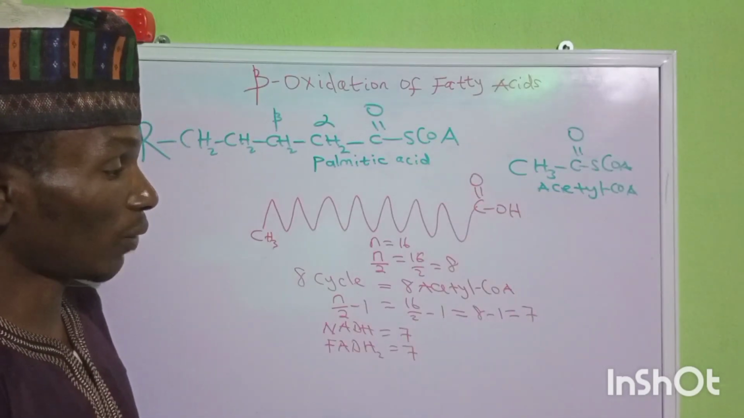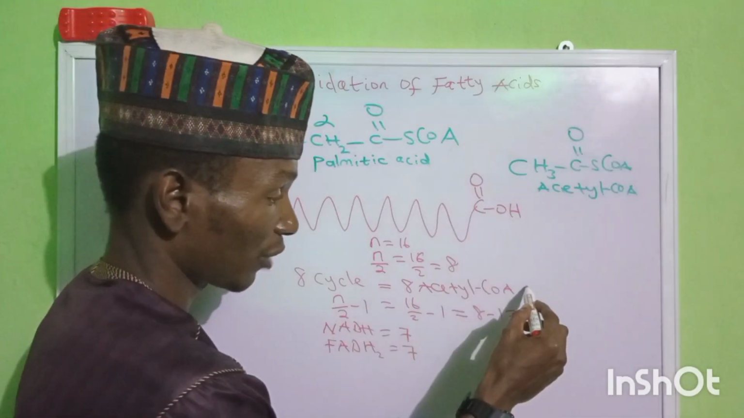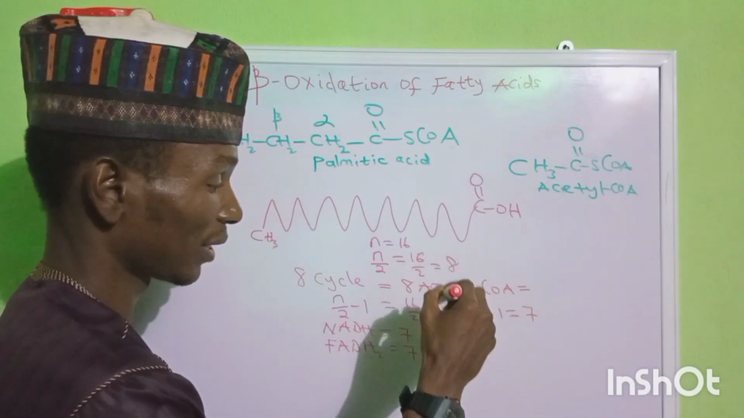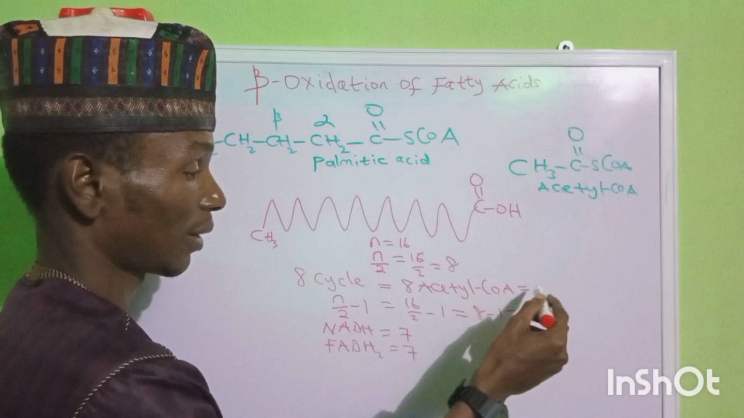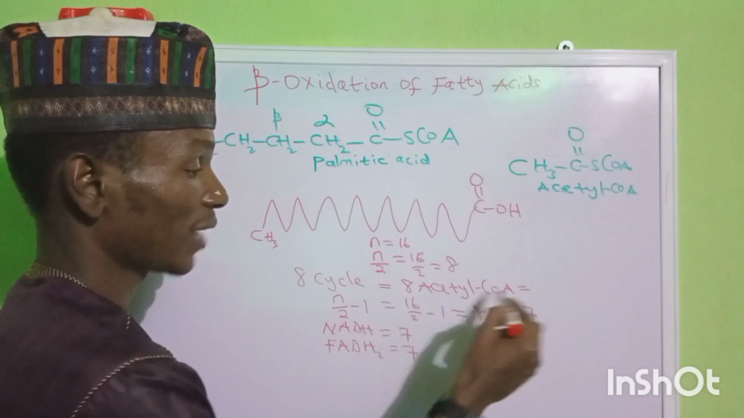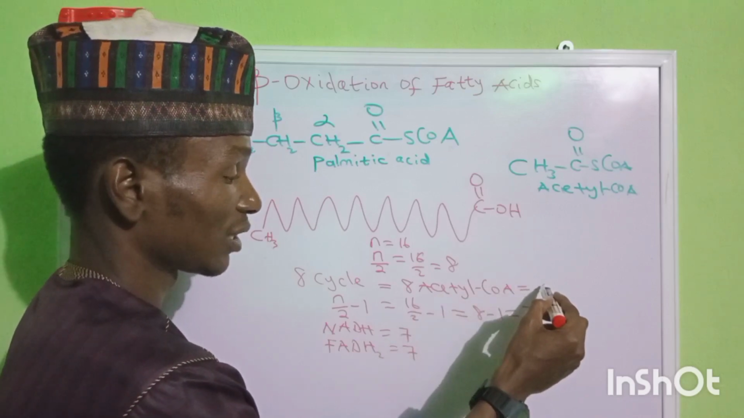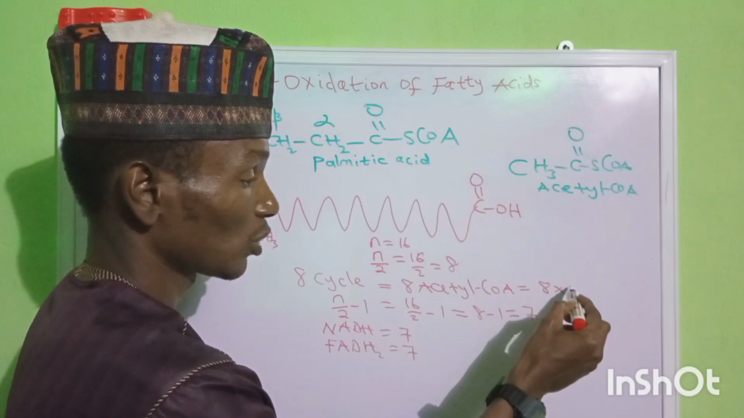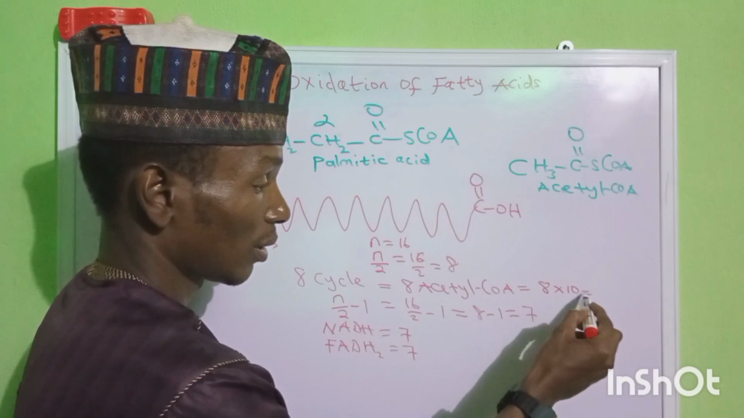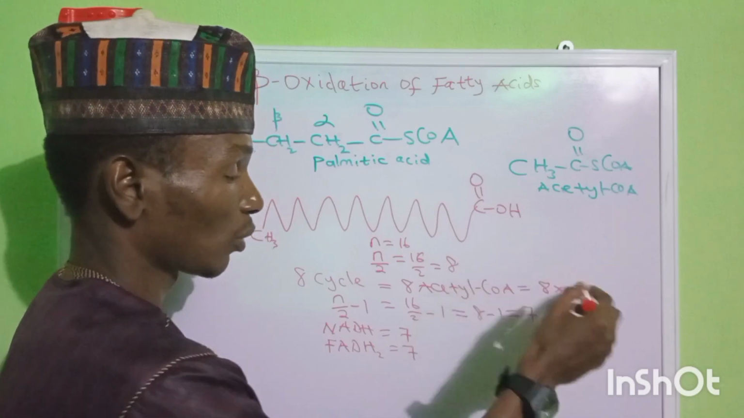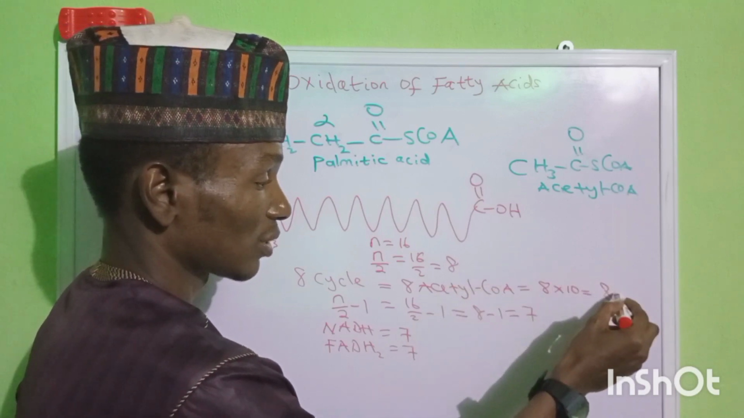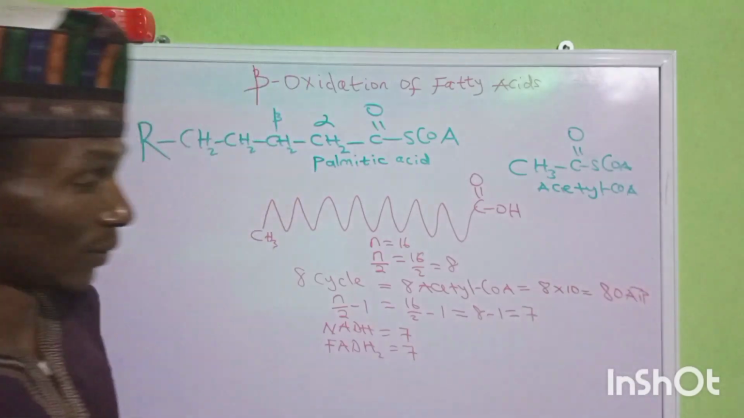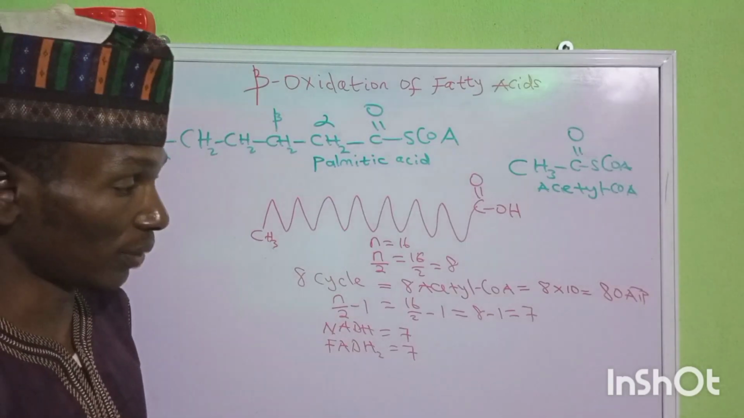So now to calculate the energy, you multiply by the ATP produced per molecule of the substrate. Now for the acetyl CoA, it usually produces 10 ATP per 1 molecule. So now 8 molecules of acetyl CoA times the 10 ATP that is usually produced, you now have 8 times 10, which is 80 ATP generated during the complete oxidation process of the beta oxidation of the palmitic acid.